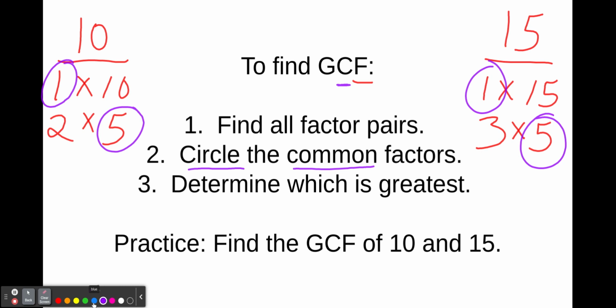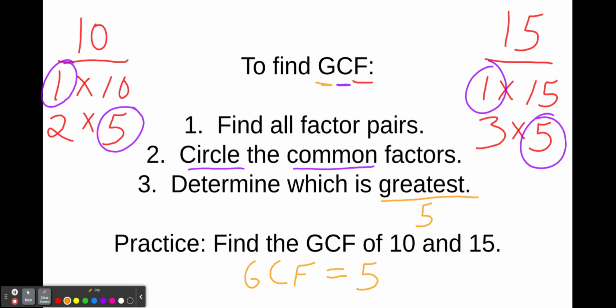Last, we want to ask ourselves, which is the greatest of the ones we circled? This is the G part of our greatest common factor. So out of 1 and 5, which number is bigger? Well, it would have to be the 5. So my greatest common factor of 10 and 15 is 5.